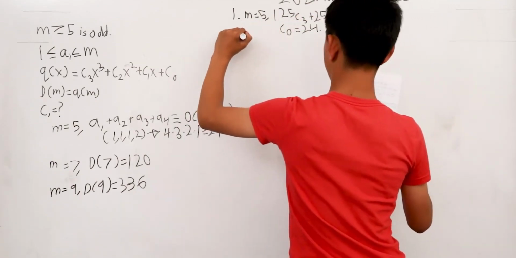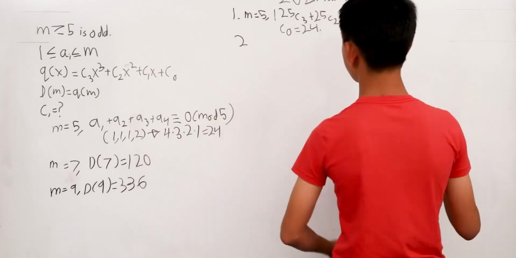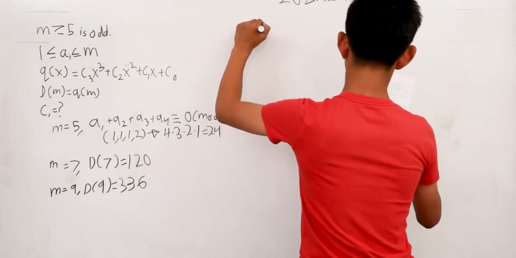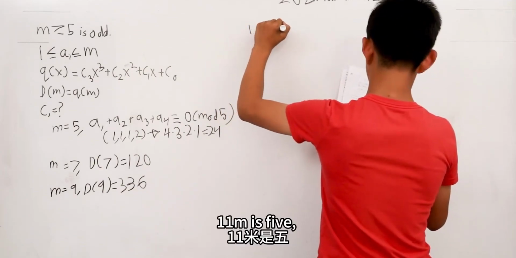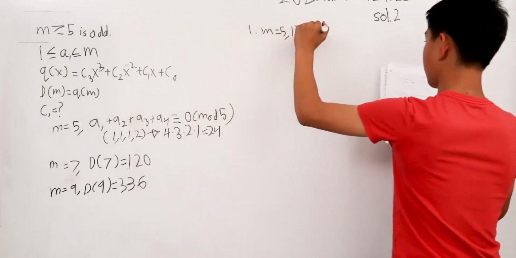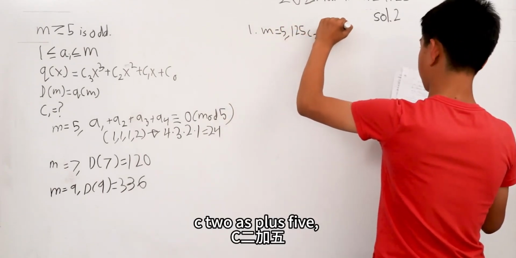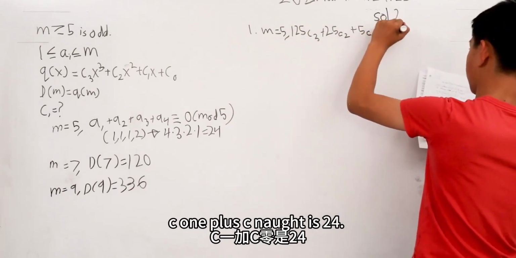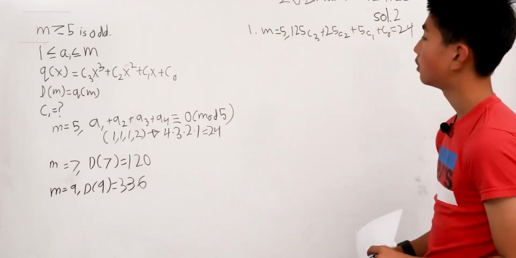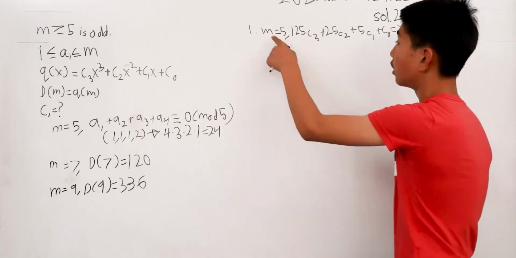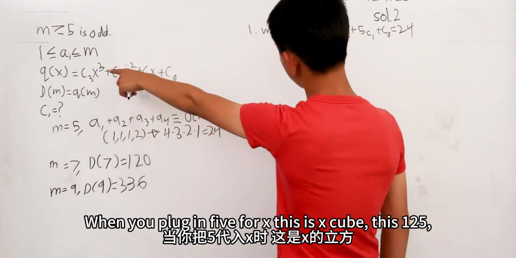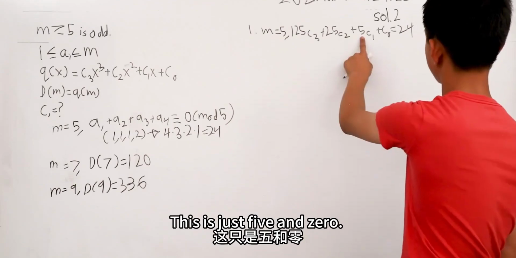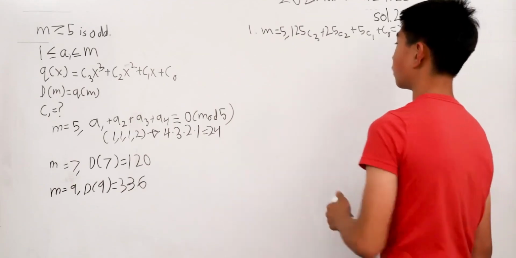For a second one, there's going to be a problem. Let me rewrite it better. So for the first one, when m is 5, this is 125 C3 plus 25 C2 plus 5 C1 plus C naught is 24. And as you can see here, I'm just going to elaborate further. When you plug in 5 for x, x cubed is 125, x squared is 25, and this is just 5 and 0. That's 24.